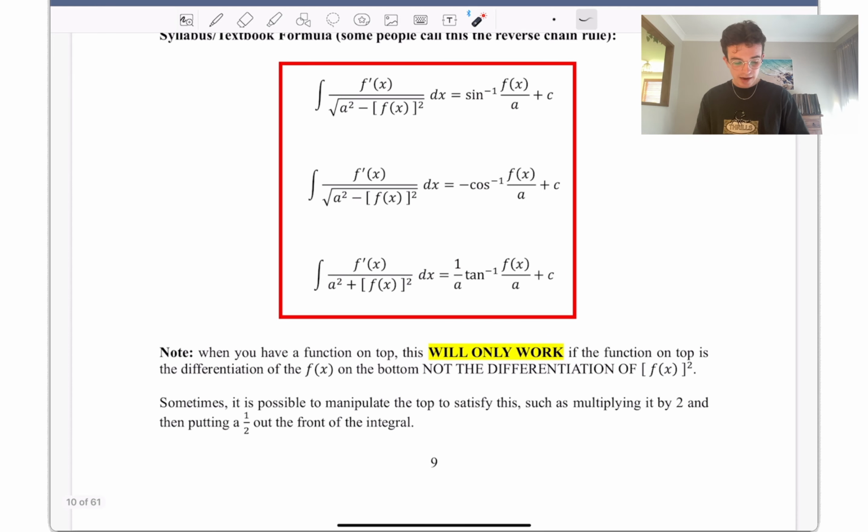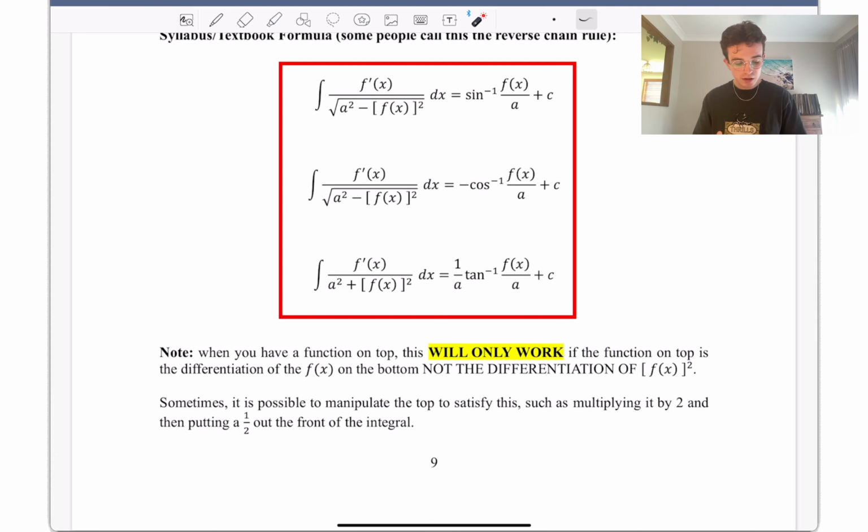Okay. Now, this type of integration will only work if the differentiation of the thing in the brackets is on the top. So if I've got f of x here, and I differentiate it and get the thing on the top, then it is in the correct form. Importantly, it's not the differentiation of f of x squared, it's the differentiation of just f of x purely. So really we're going to take the square root of what is down here and then differentiate it.